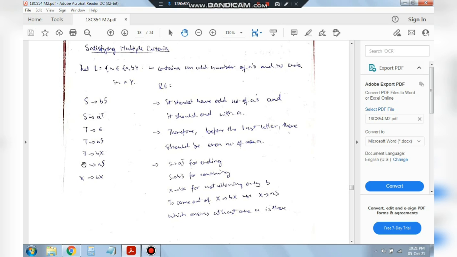If I just enter via X, at that time no A will be included, and it will negate the criteria that W contains an odd number of A's. If no A is there, that means 0 A's, which is an even number, right? So that's why we have not put any epsilon via X.